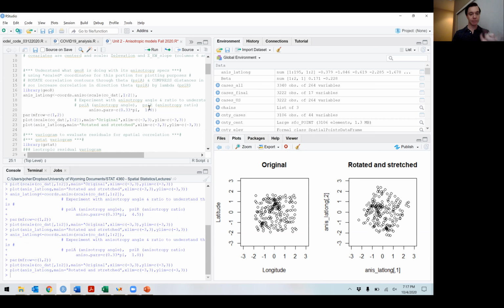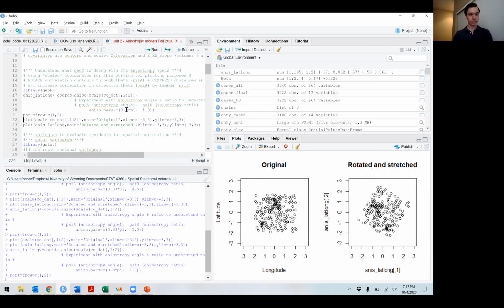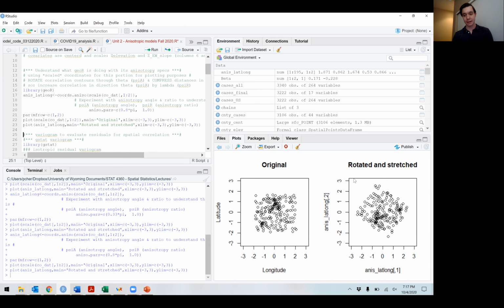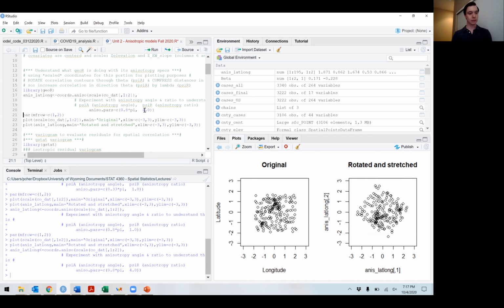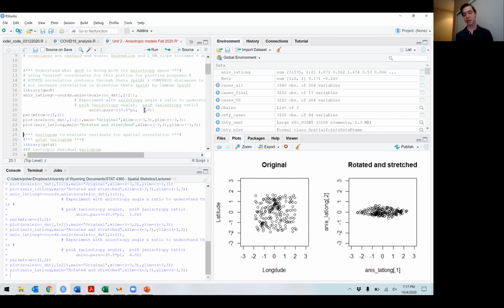And now rotate it maybe further to 0.8 pi. So notice here are the patterns of locations, and now I've taken them and I've rotated them over, right? Here are the same patterns right over there. And now I can play around and compress the distances in that direction by 4.